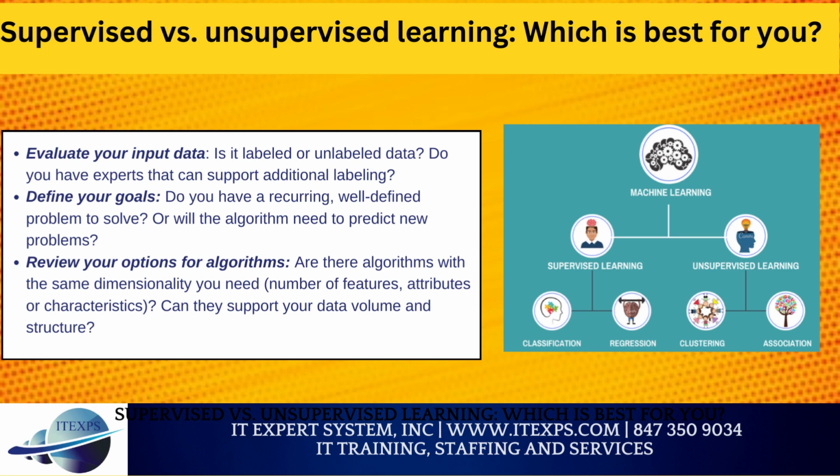Define your goals. Do you have a recurring, well-defined problem to solve? Or will the algorithm need to predict new problems? Review your options for algorithms. Are there algorithms with the same dimensionality you need: number of features, attributes, or characteristics? Can they support your data volume and structure?